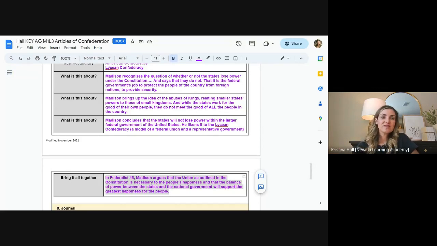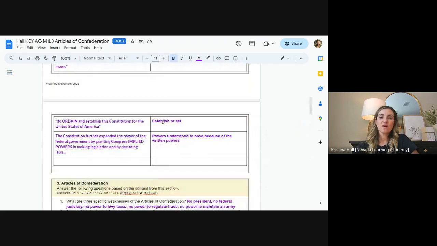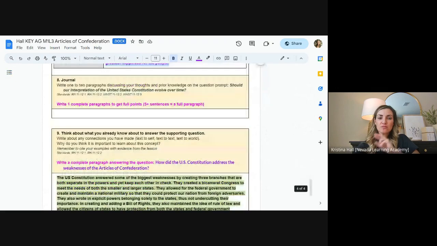Okay, so we have done a good chunk of this together, right? We did 1 through the first part of 4 on Tuesday, and then we've done the second half today. Okay, so there are 2 parts that are left. There's the journal, okay, where you're going to write 1 or 2 paragraphs. I'm fine with 1 paragraph, but in order to get full points, it needs to be 1 paragraph. That means 5 sentences, okay?